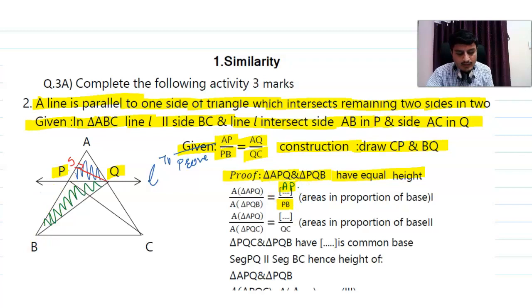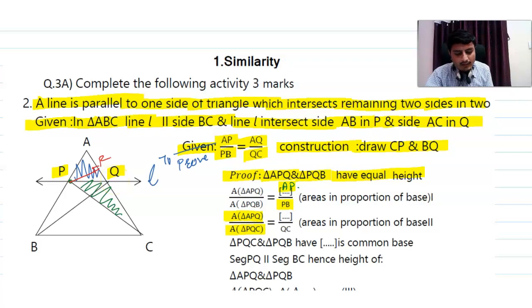Now look at the next two triangles. Assuming the triangles APQ and PQC, look at them carefully. APQ is the uppermost triangle, the blue shaded one, and PQC is the lowermost triangle, the green shaded one. Once we draw the perpendicular from point P on AQ or AC, we call it PR, the perpendicular. So triangle APQ has height PR and base AQ, while triangle PQC has height PR and base CQ.